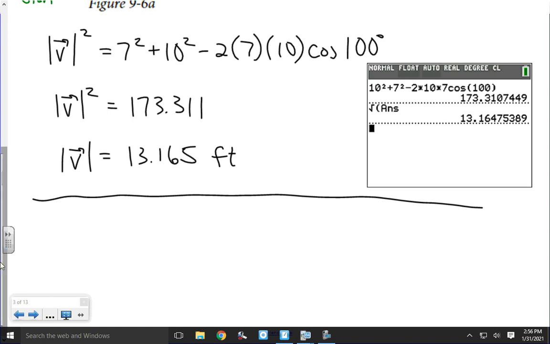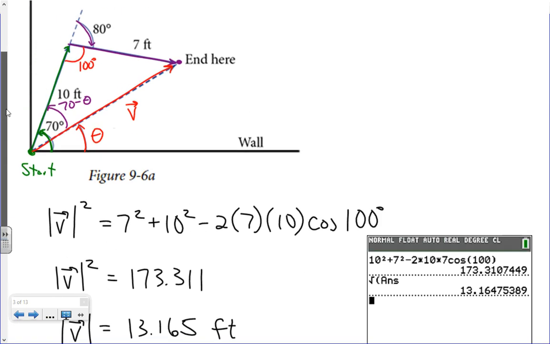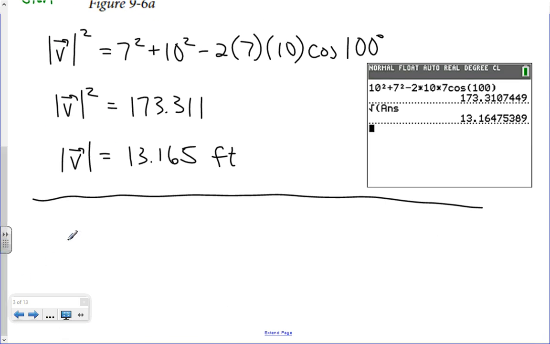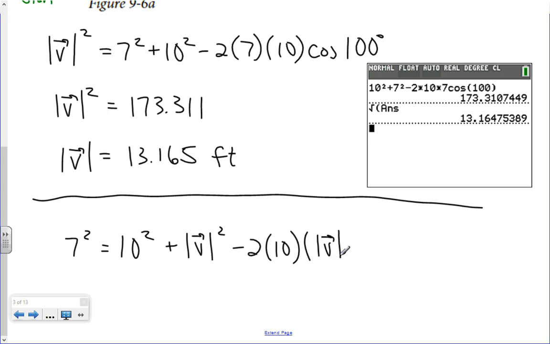Law of cosines. So again, the angle that we're looking for is 70 minus theta, so I have to use the 7 as the opposite side here. So it's going to be 7 squared is equal to 10 squared plus, I'm going to go ahead and just write this as the magnitude of vector v squared. If you want to write down the 13.165 and square it, that's fine, but we'll just substitute that quantity in here when we go to solve this. So subtract off 2 times 10 times the magnitude of vector v times the cosine of this 70 degrees minus theta. Again, our goal is to find out what theta is equal to. I want the direction of my vector.